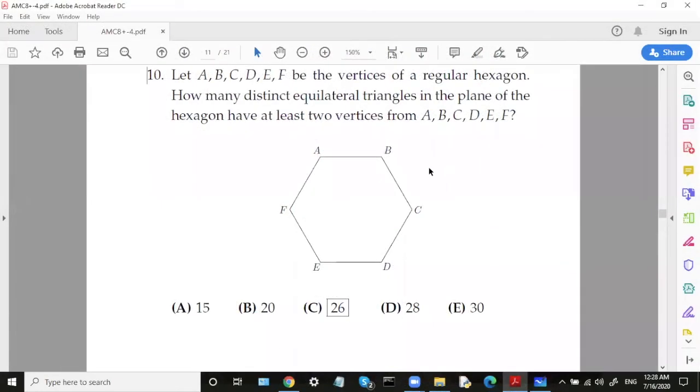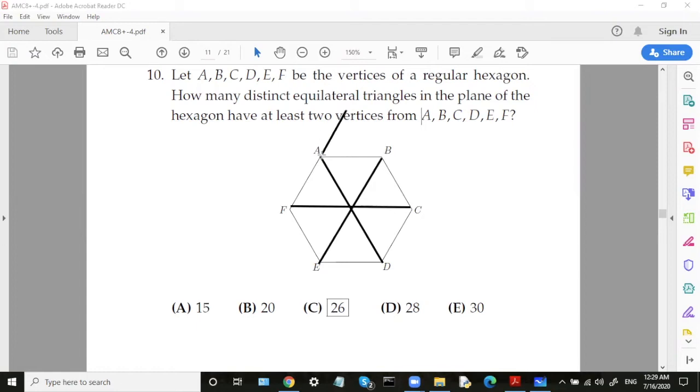Problem 10. Let A, B, C, D, E, F be the vertices of a regular hexagon. How many distinct equilateral triangles in the plane of the hexagon have at least 2 vertices from A, B, C, D, E, F? So first, let's just use 2 adjacent points to construct equilateral triangles. Okay, so 6 equilateral triangles already.